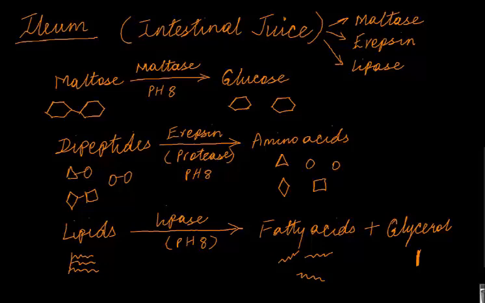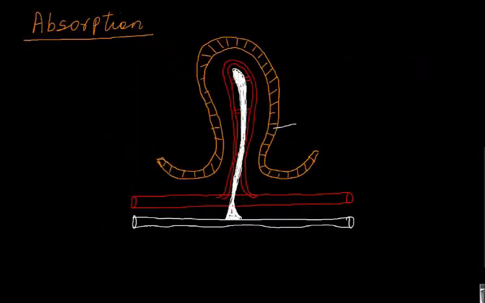Now, what are the final products of digestion? Glucose, amino acids, fatty acids and glycerol. Now, these have to be absorbed into the blood. Okay. Now, after the food is digested, the products of digestion must be absorbed into the blood.